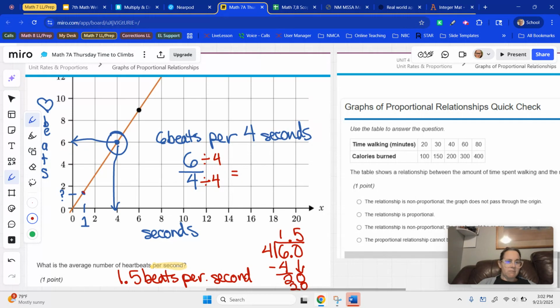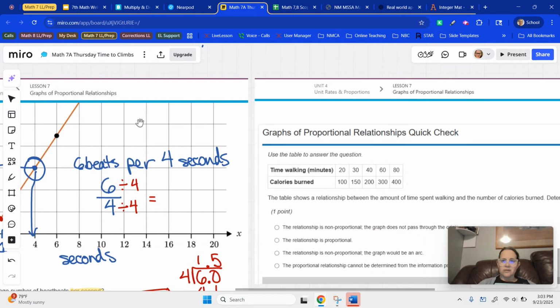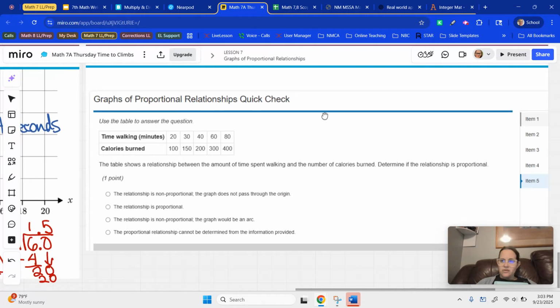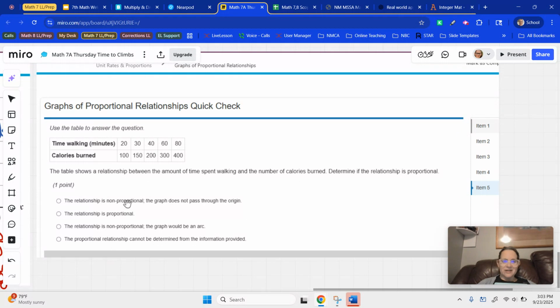Now I'm looking back at that point that I started out looking at, and I'm thinking, well, it does look like it's about 1.5, right? If 2 is here, I think that could be 1.5. So I'm going to go ahead and accept this as my answer. 1.5 beats per second. This is one of your questions. Let's see if it was a quick check. I didn't clip it here, so you just have to keep an eye out for it. This one's definitely a quick check because it says item 5 and then it's got the multiple choice.